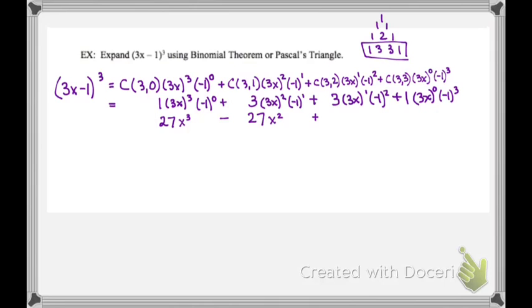Now I'll take a minute and try the next term. Did you get 9x? Here in the numbers, 3 times 3 to the 1 times negative 1 squared. Now negative 1 squared comes back out to a positive, so it stays as a plus 9x. So go ahead and get your last term simplified, and we'll see how you did.